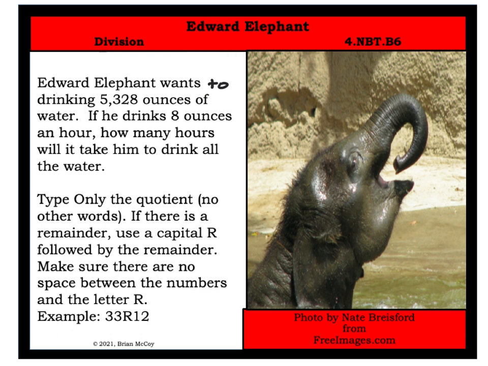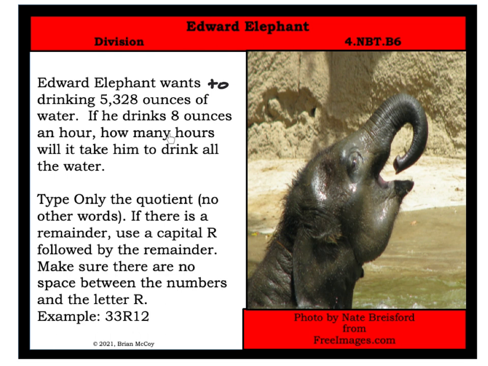Edward Elephant wants to drink 5,328 ounces of water. If he drinks 8 ounces every hour, how many hours will it take him to drink all the water? And this is just saying, if there is a remainder, you're going to put your quotient, your answer, with the capital R, and then whatever the remainder is with no spaces in between. Now, I don't know if there's a remainder. We'll find that out in a moment.